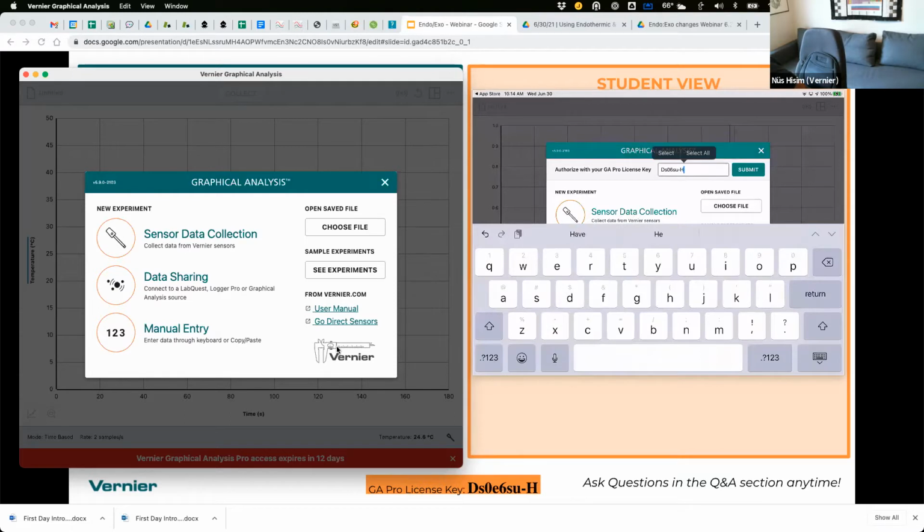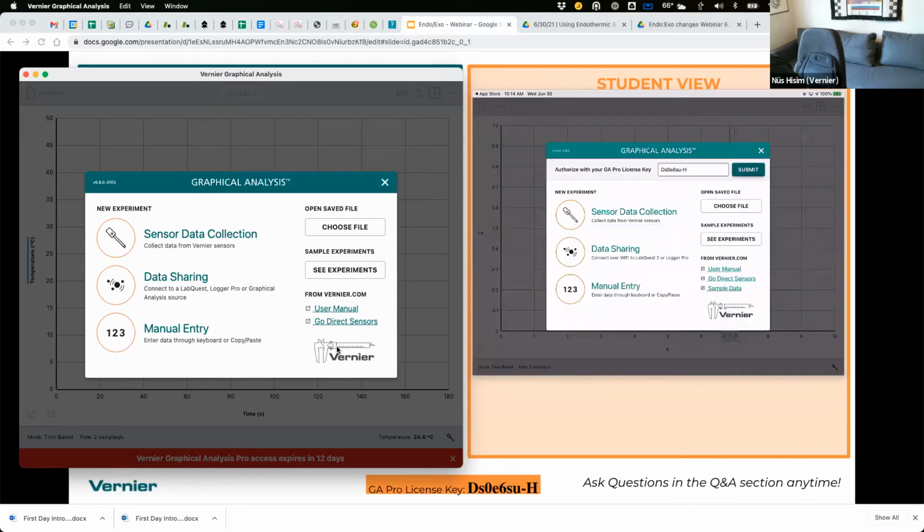Everybody managing to get their... everyone but B? E. 6SU. 6SU dash H. All right, this time it'll work. Yay! Okay.